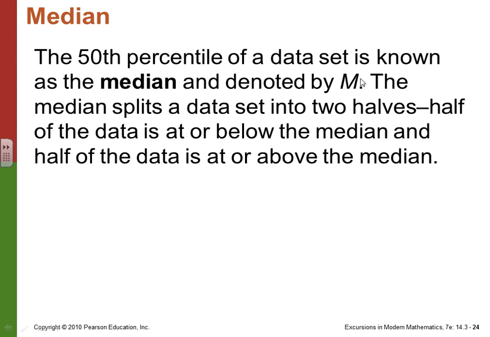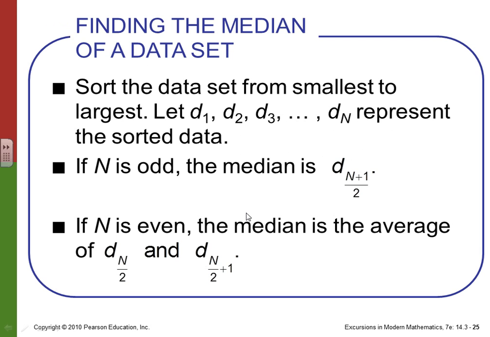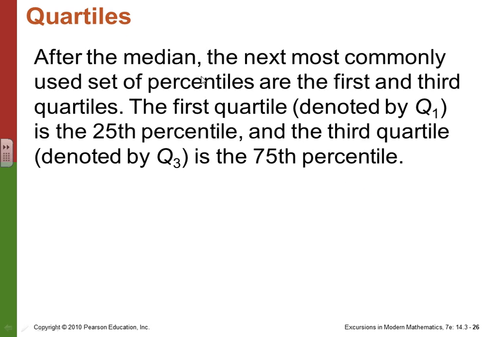The 50th percentile is going to be the median. And the median splits the data in 2 halves, half on top, half on the bottom. It works really well if it's even. If it's odd, then the median's the guy in the middle there. So I'm going to find the median of the data set: n plus 1 divided by 2 if I have odd, and n divided by 2 if I have even. After the median, the most important commonly used percentiles are the first quartile and the third quartile.